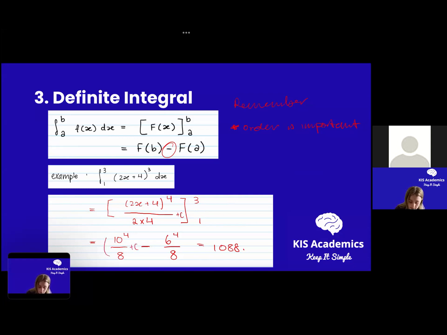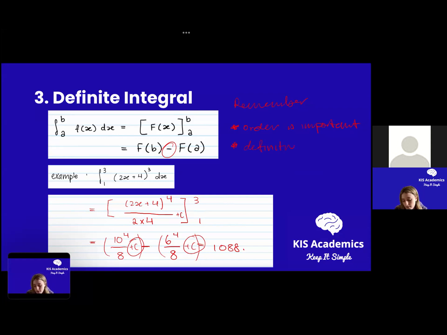Here we would have a plus c like this. Here we would have a plus c like that. What you can see is that if we expand these brackets, this c gets canceled out by this negative c. And so it becomes c minus c, which is 0. And so we don't need to include the c just for definite integrals.